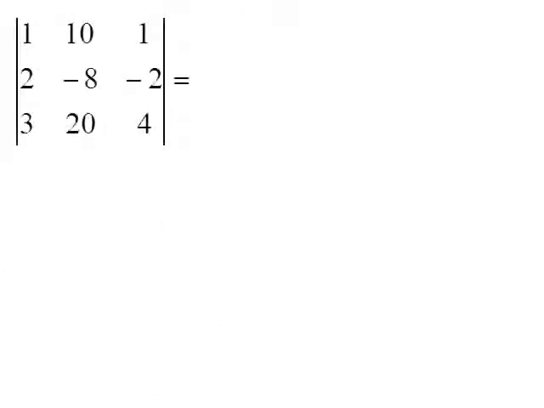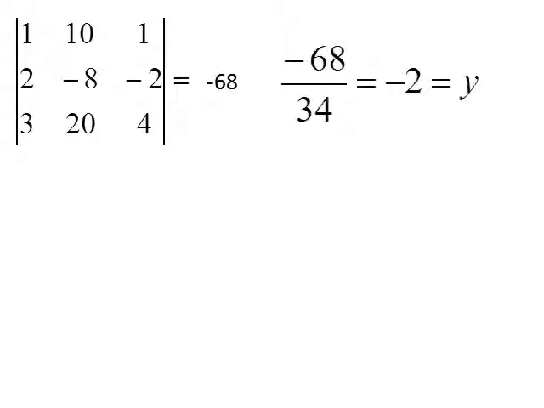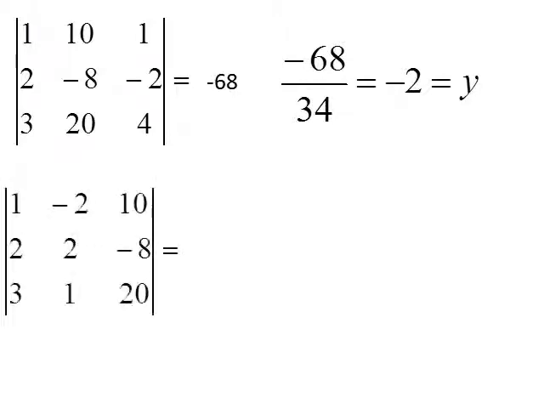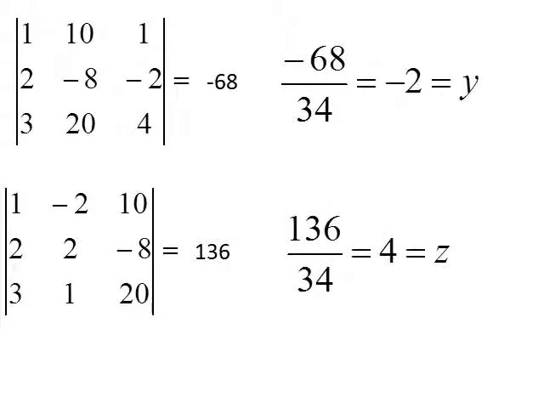I repeat with the second column for y. I just replace the second column with the answer matrix, put the matrix into a determinant calculator, and I get negative 68 for this determinant, which when I divide by 34 tells me that y is negative 2. For the z column, I just replace the z column with the answer matrix. I find the determinant here using a calculator. I get 136. I divide 136 by the original determinant of 34, and I get that z equals 4. So the answer to these problems is 2, negative 2, 4.